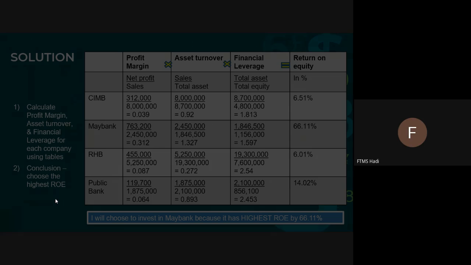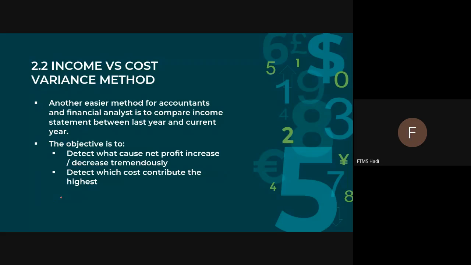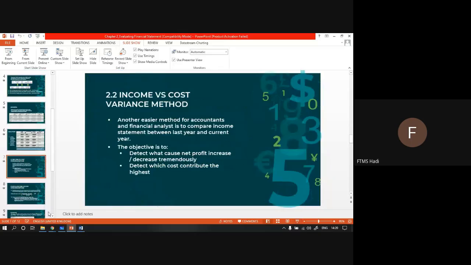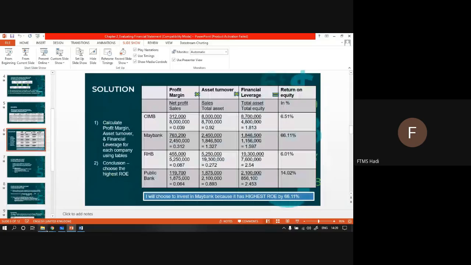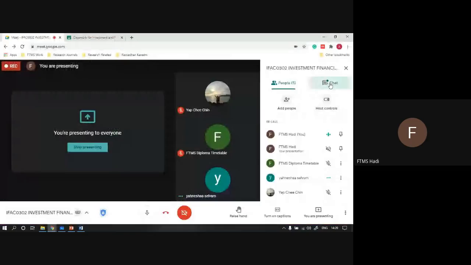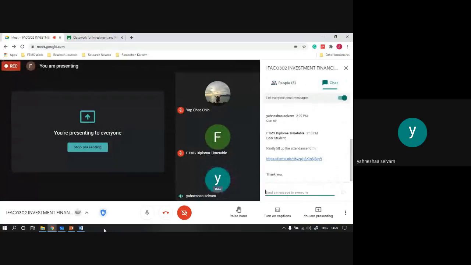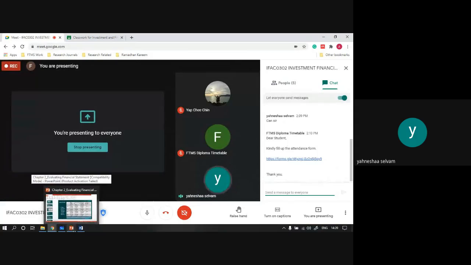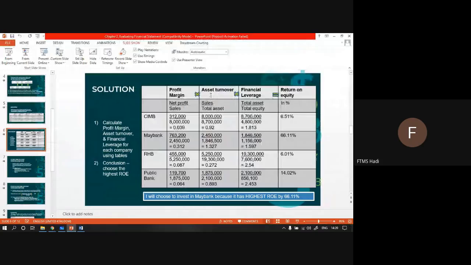Okay, I will stop here for a while. This one will be another calculation. All right, any questions so far? Yes. Sir, how to calculate the profit margin, asset turnover? All right, the formula will be given, Yanisha. So you just follow the calculation.